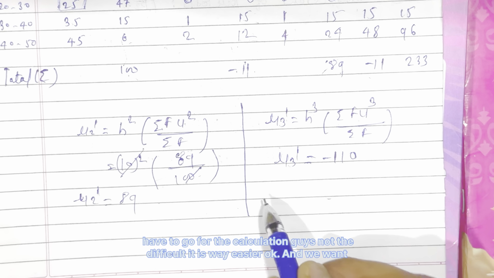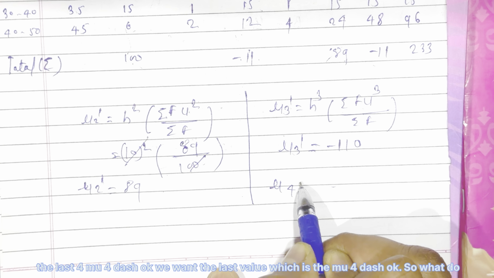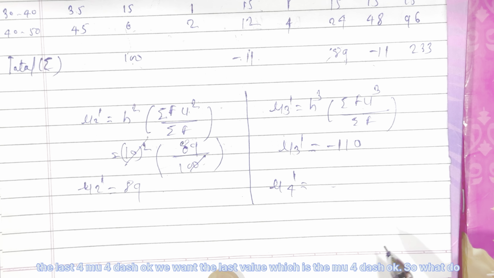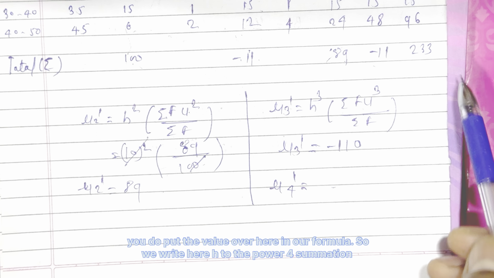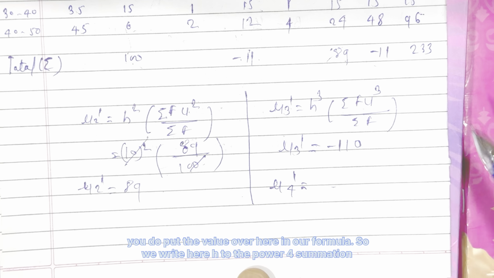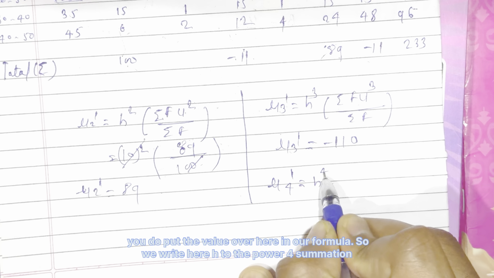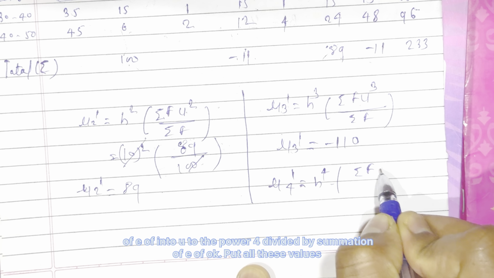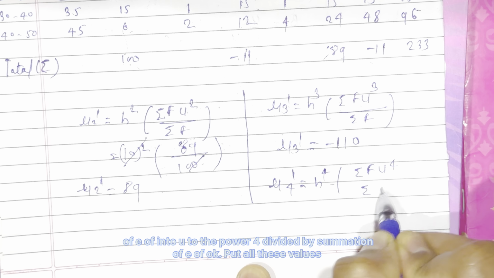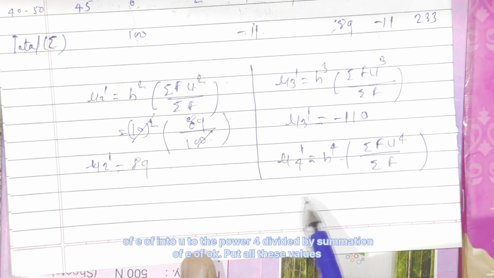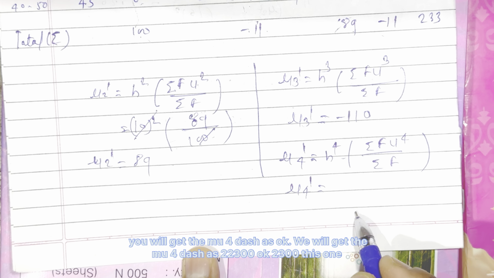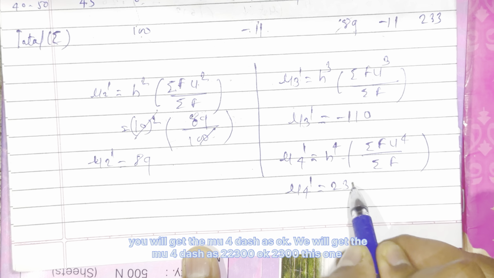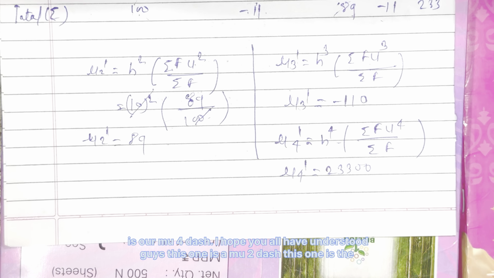And we want the last value, which is mu4 dash. So what you do, put the value over here in our formula. We write here h to the power 4 summation of f into u to the power 4 divided by summation of f. Put all these values in, and we will get mu4 dash as 23,300. This one is our mu4 dash.